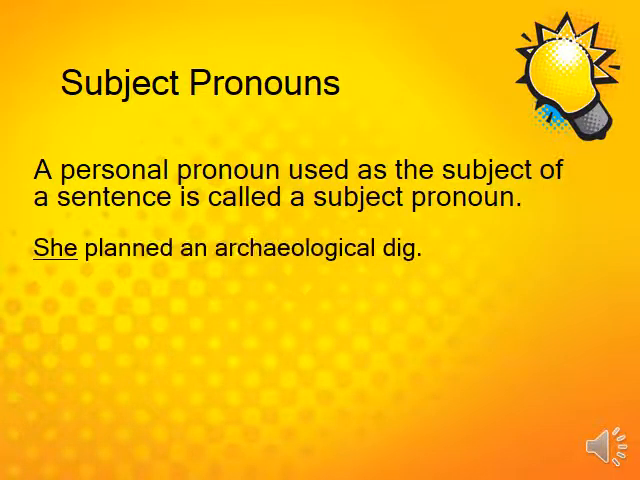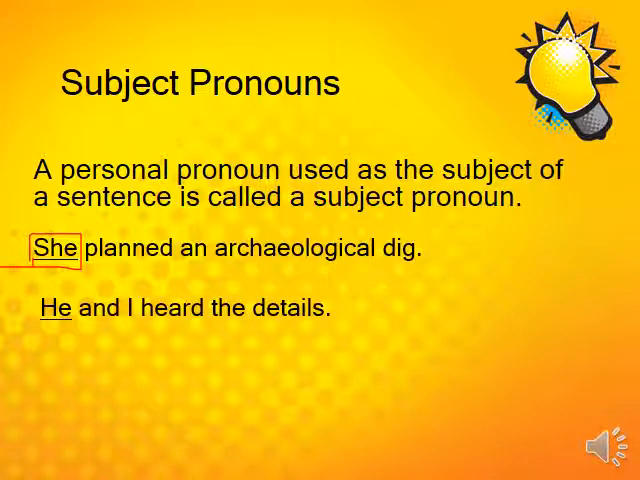It means, for example, if I have this sentence which says, she planned an archaeological dig. So this underlined word, which is she, is a pronoun, we know, third person pronoun, and here this pronoun is in the place of the subject who did the action, who planned. Okay, so we call this pronoun a subject pronoun.